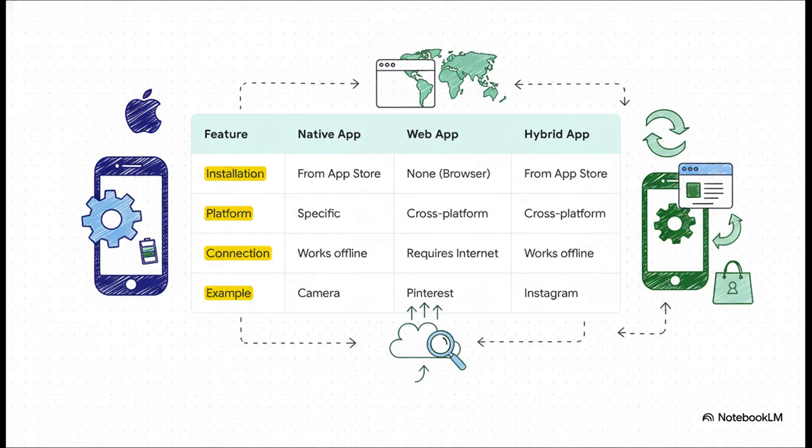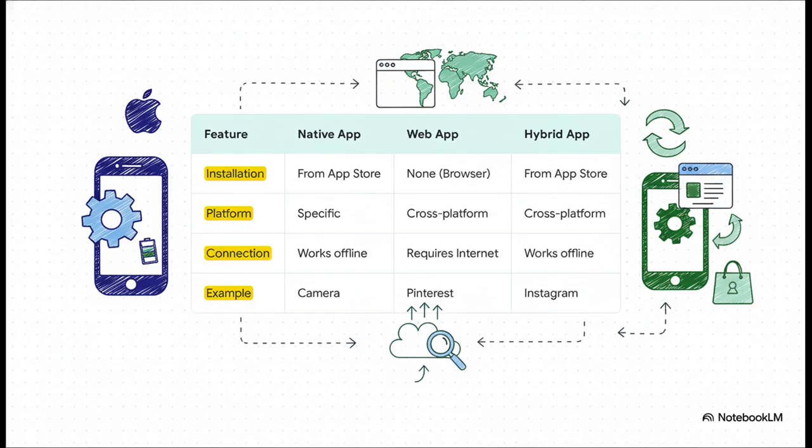Then you've got web apps, which are basically just websites that are designed to look and feel like an app. You don't install them, you just go to them in your browser. The catch is, you almost always need an internet connection. And finally, you have hybrid apps, like Instagram or Gmail. These guys try to be the best of both worlds.